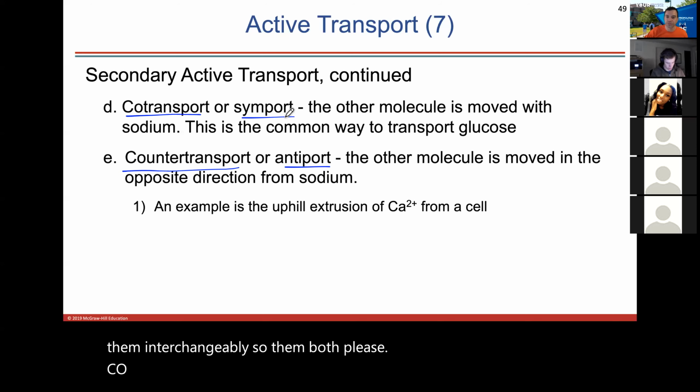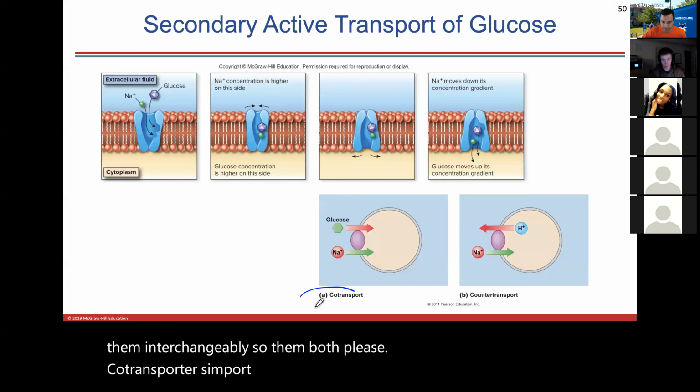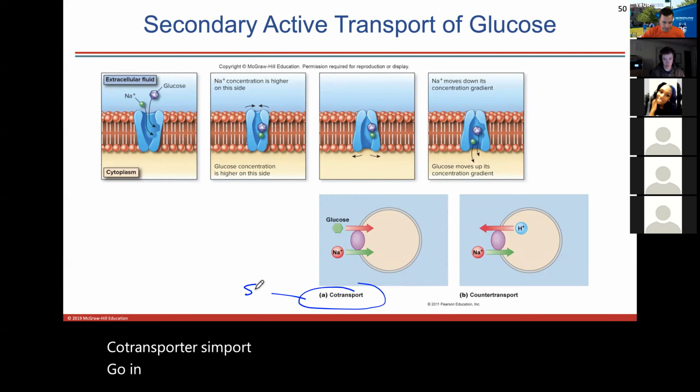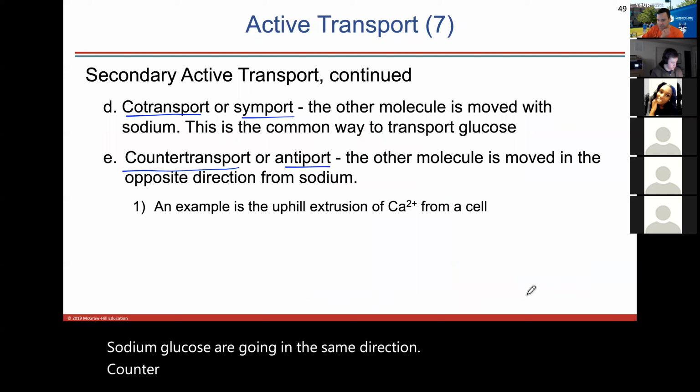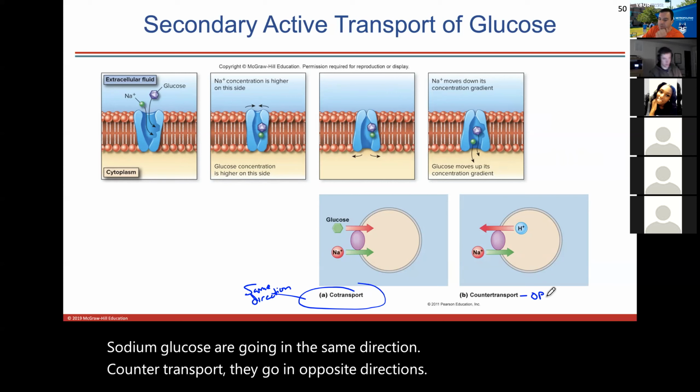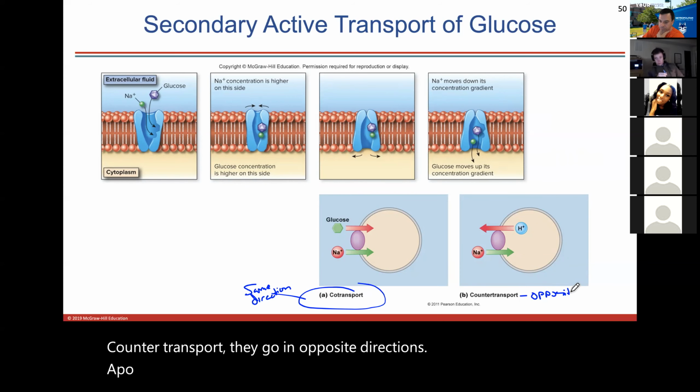Co-transport or symport: they go in the same direction. Sodium and glucose are going in the same direction. Countertransport: they go in opposite directions. I don't want to spell it all out.